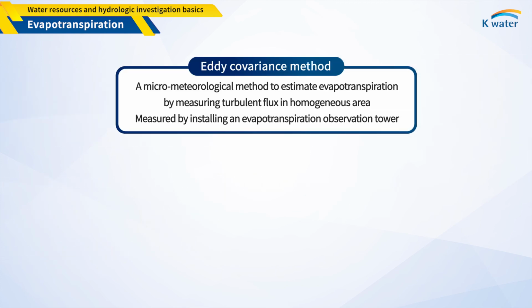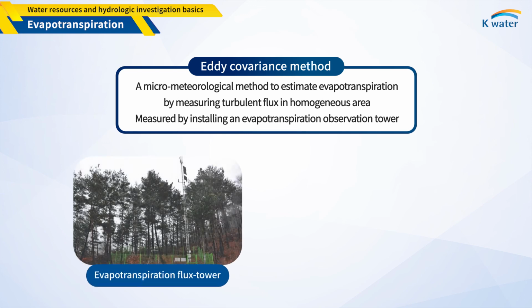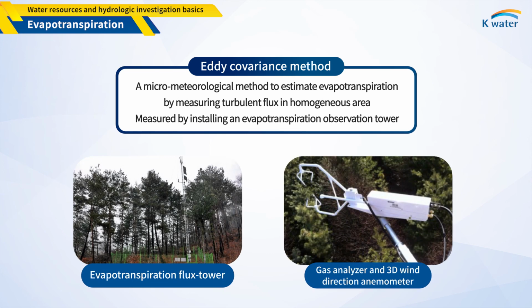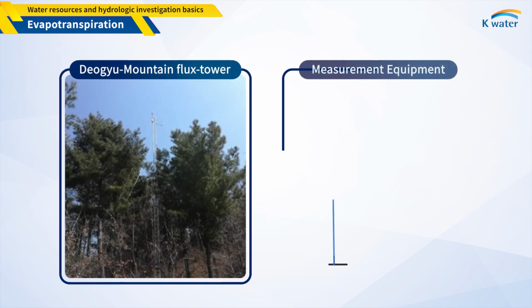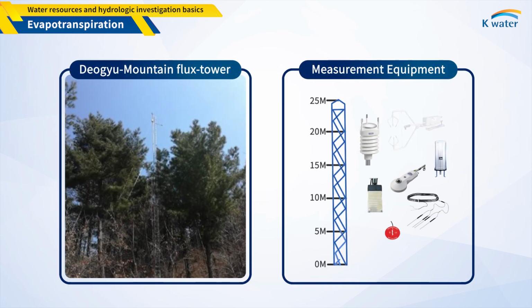Let's take a look at eddy covariance method. This is a micrometeorological method to estimate evapotranspiration by measuring turbulent flux in homogeneous areas. And an evapotranspiration observation tower, flux tower, is installed for the measurement. The image above shows the K-Water's evapotranspiration observation station. Based on data measured by 3D wind direction anemometer, gas analyzer, and various micrometeorological equipment installed in the flux tower, observations can be made through eddy covariance method.